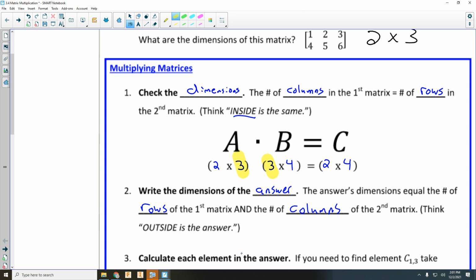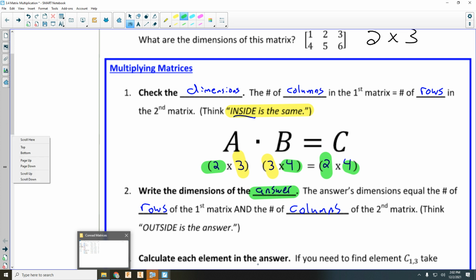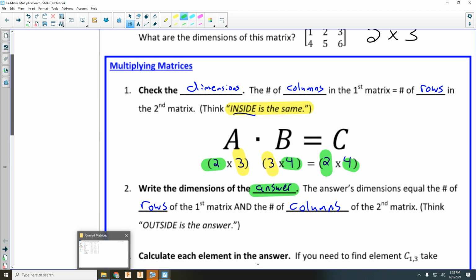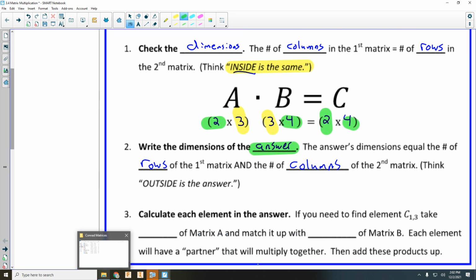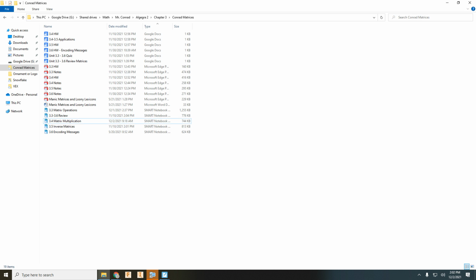In order to do it, the inside has to be the same, and the answer is the outsides. If we're looking at a 2 by 3 times a 3 by 4, the result will be the number of rows from the first matrix and the number of columns from the second matrix. Okay?